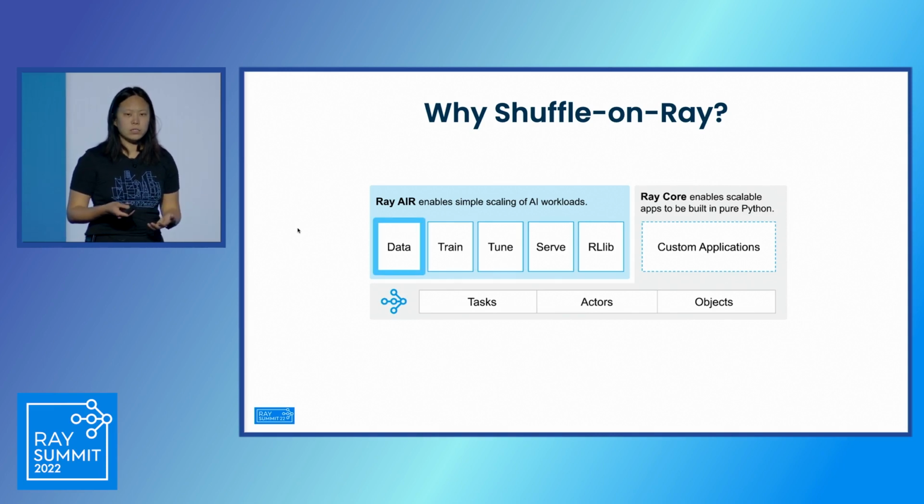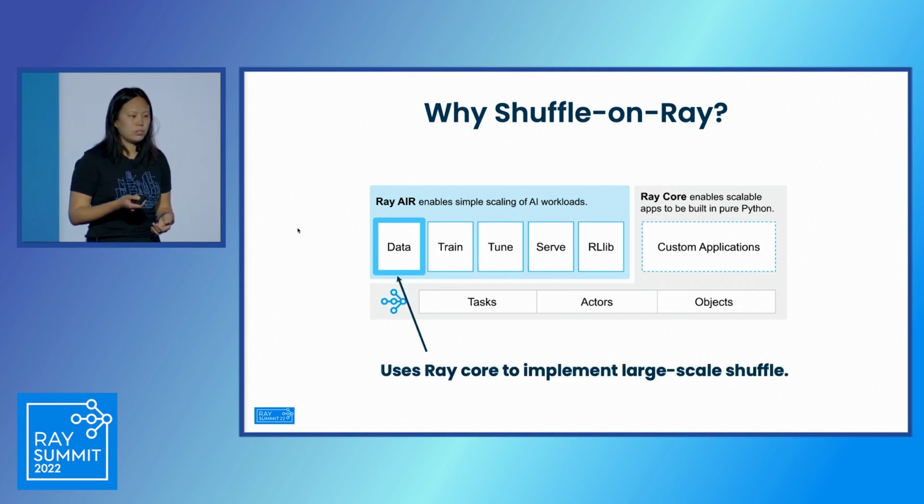Ray Datasets is the key library for loading and passing distributed data between all of the other libraries in the Ray ecosystem. And a key primitive that's used in the Datasets library is shuffle. Shuffle is implemented directly on top of Ray Core, and this is what we will be talking about today.